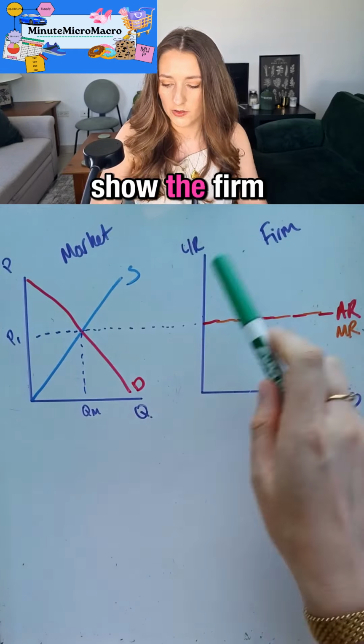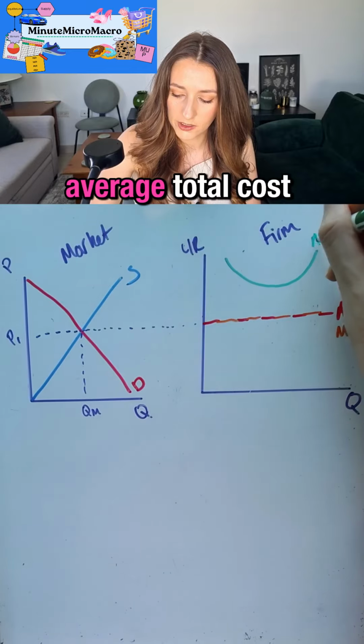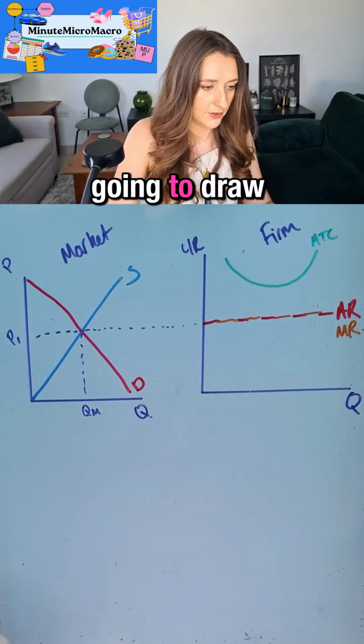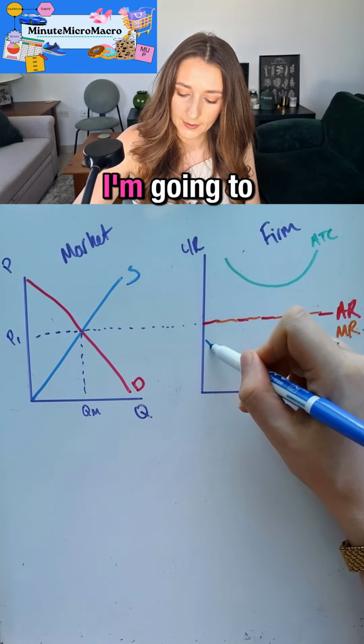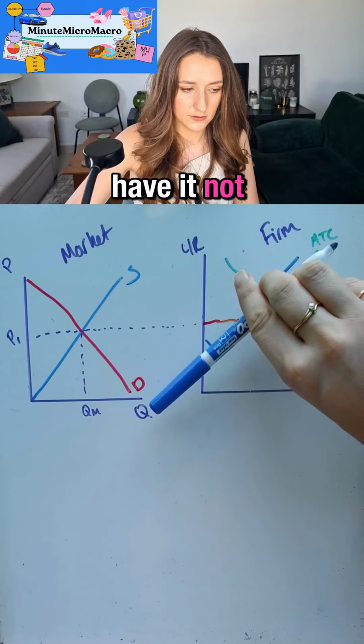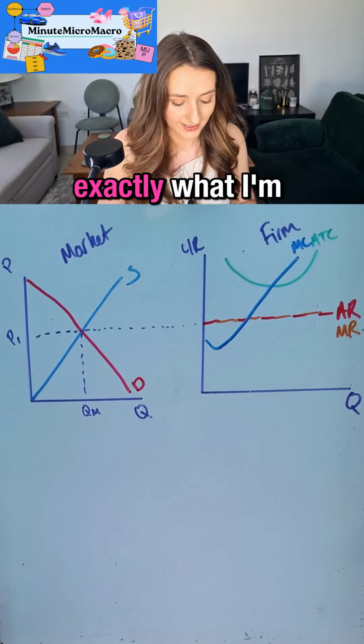We want to show the firm making a loss in the short run. So I'm going to have my average total cost floating. I'm going to draw my marginal cost cutting through the minimum point of average total cost, and I'm going to have it not vertical. I'm not drawing it vertically so that it is clear for the examiner to read and see that I know exactly what I'm talking about.